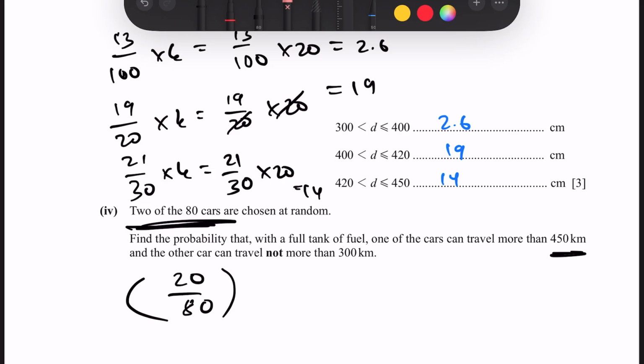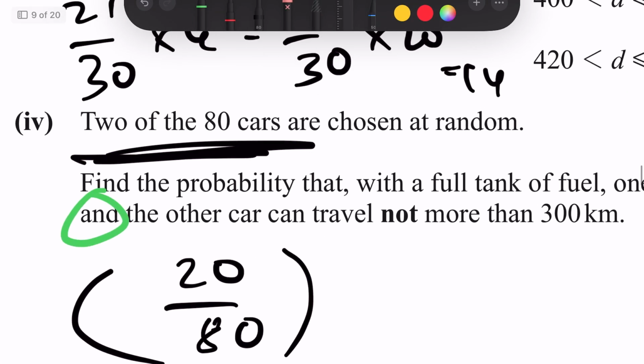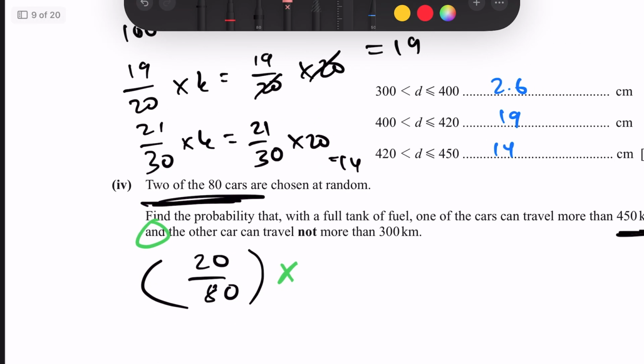Now, since this says find the probability that with a full tank of fuel, one of the cars can travel more than 450 kilometers and the other car can travel not more than 300, this means that we multiply our two probabilities. "And" means that we have to multiply, and "or" means that we add two probabilities. That's a trick that you can use in your examinations.